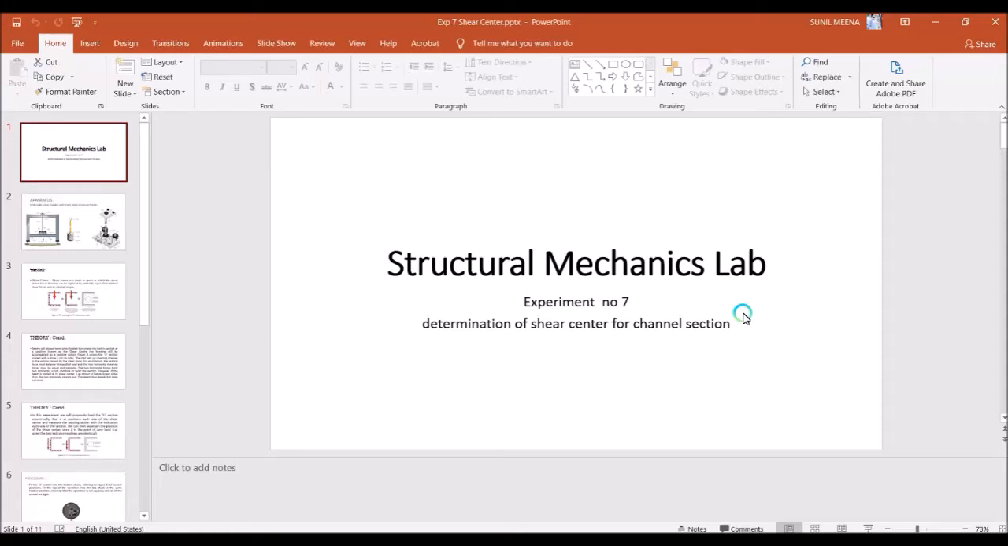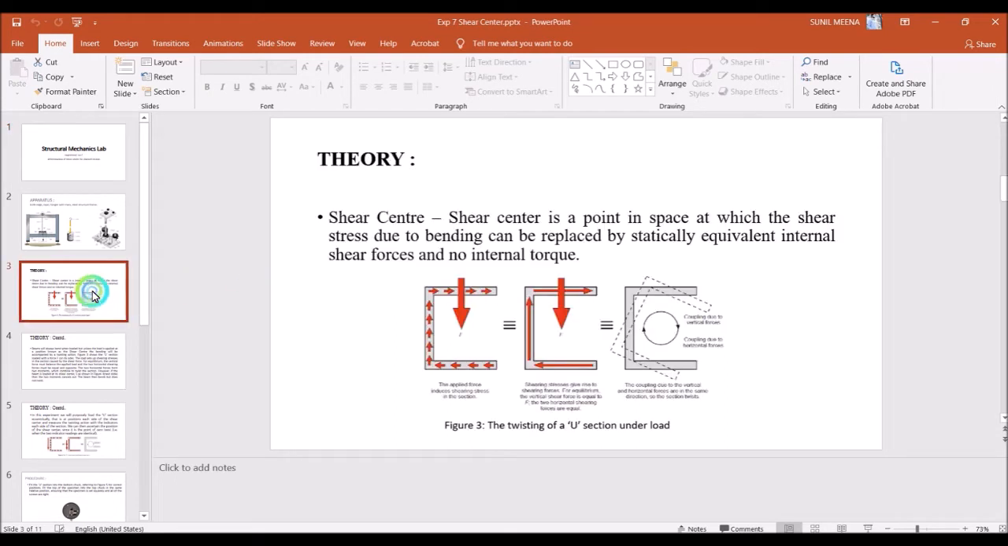In today's class, we will determine the shear center for the channel section: how to determine that theoretically and how to determine that in the laboratory. So if we have a channel section, first of all we need to understand what the shear center is.